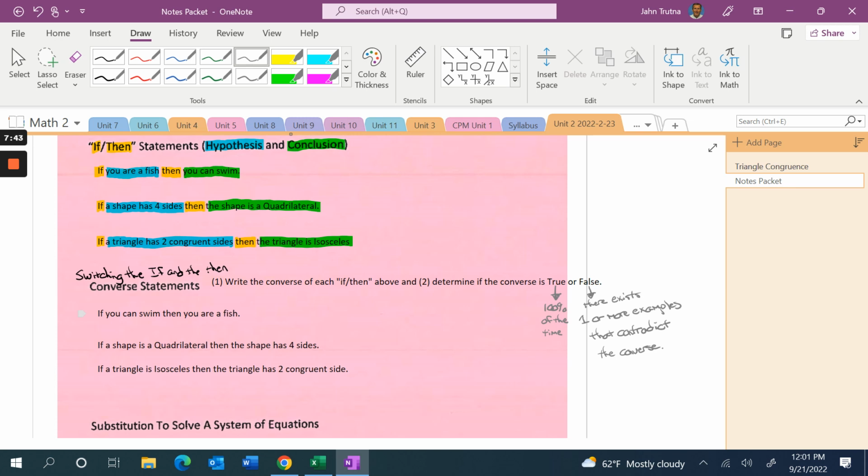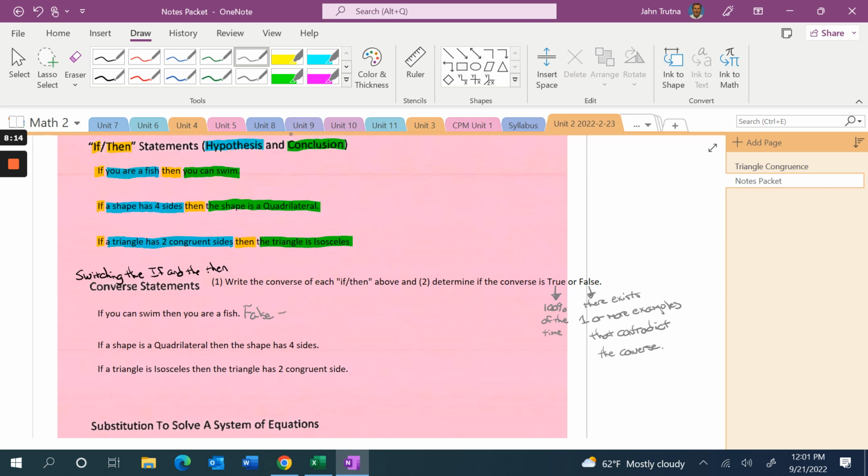If you can swim, then you are a fish. Is that true 100% of the time? Or can you think of one or more examples of something that can swim that is not a fish? Is there something in the world that can swim that is not a fish? Of course there is. There's lots of things. So this statement would be false.